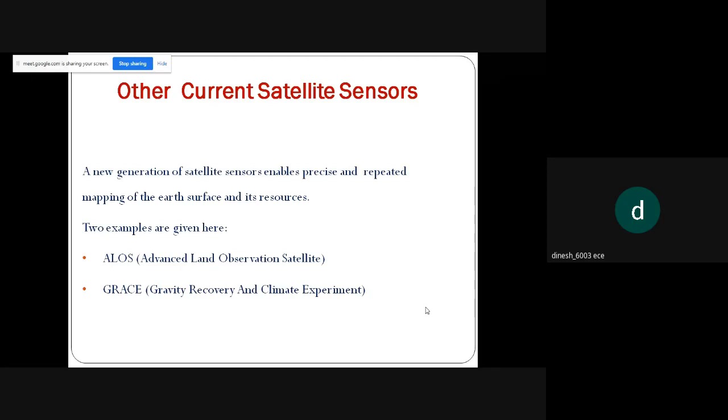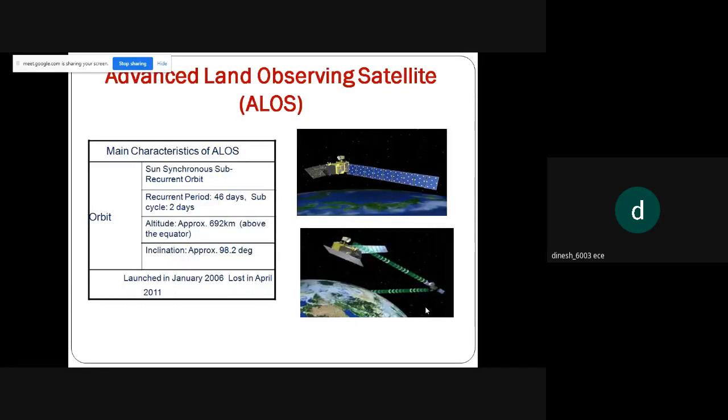Then there are other current satellite sensors that are being deployed. They are ALOS and GRACE. ALOS is the Advanced Land Observation Satellite, whereas GRACE is the Gravity Recovery and Climate Experiment, which have been deployed in space for specific applications. The main characteristics of ALOS are that it was launched in January 2006, and it was lost in April 2011.